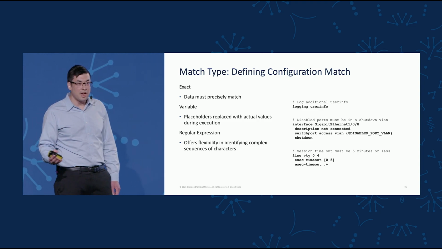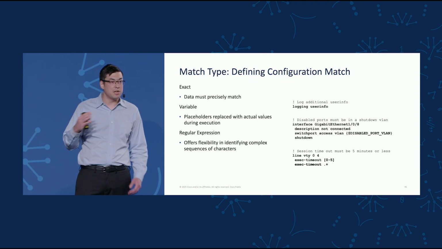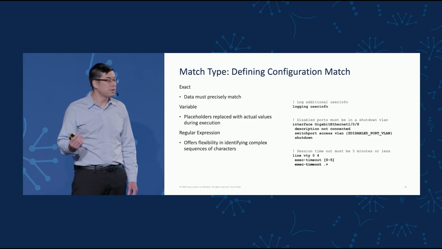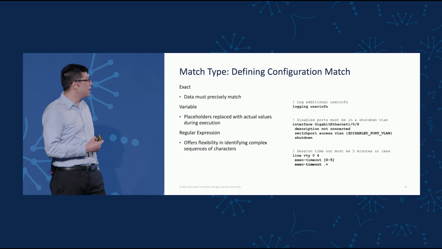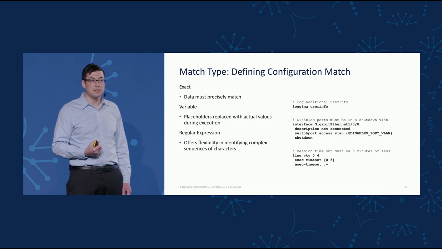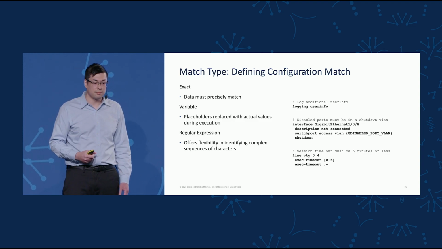Next, we have configurations where it might change based on device or role, so we use variables. In this case, we want to variabilize a VLAN underneath the interface to make sure we're using a disabled VLAN that is invalid.